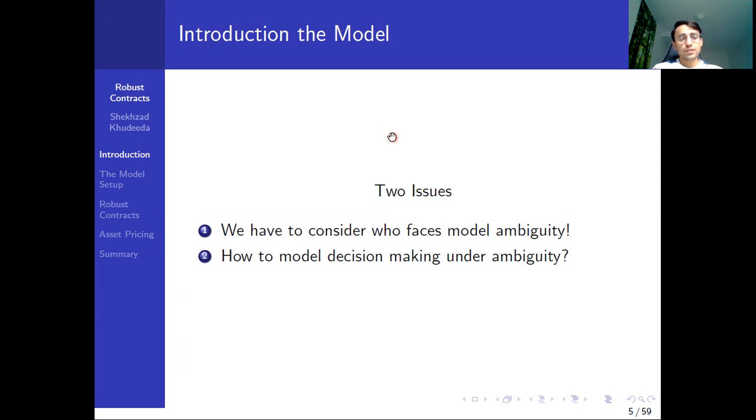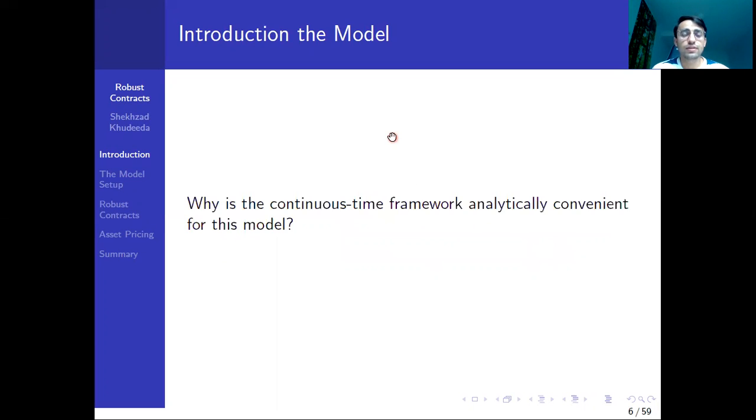And for the second question, a popular approach is to adopt the so-called maximum expected utility model. Here we assume that the principal deals with the uncertainty model by designing a robust contract that maximizes expected utility in the worst-case scenario subject to the agent's incentive and participation constraints.